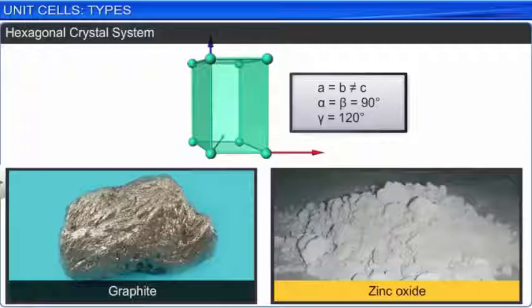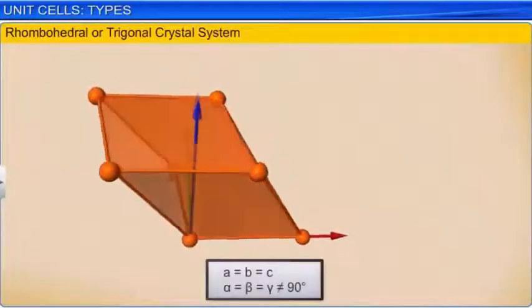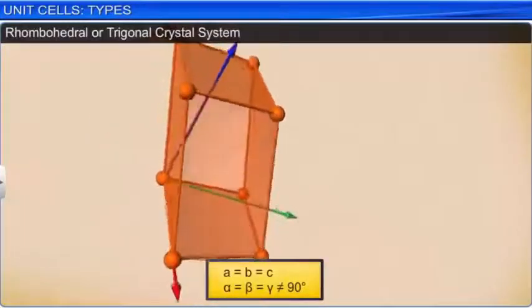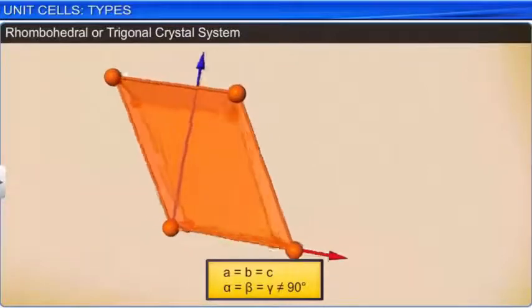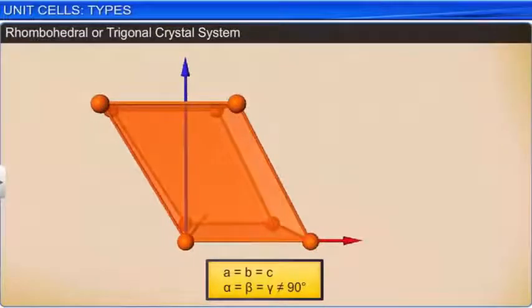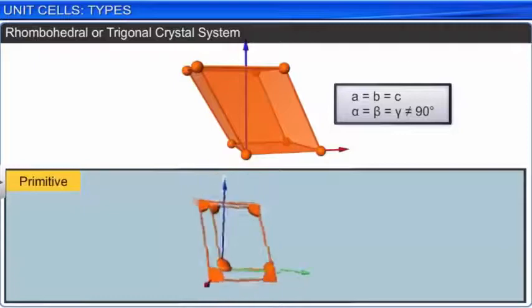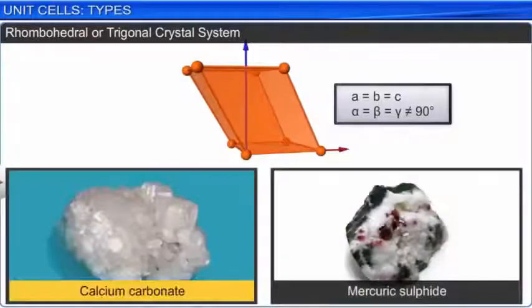In a rhombohedral or trigonal crystal system, the three axes are of equal length and inclined at the same angle, but the angle is not equal to 90 degrees. The only possible lattice is primitive. Calcium carbonate and mercuric sulfide are examples.